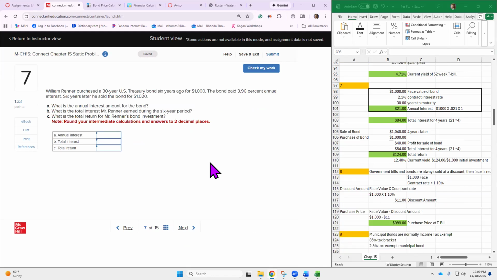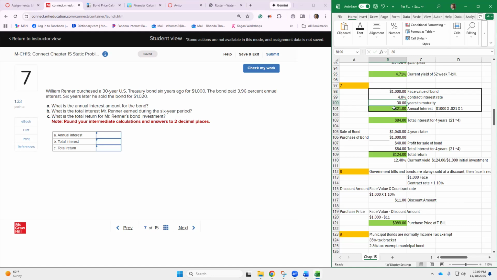Okay. More bonds. William purchased a 30-year US Treasury bond 6 years ago for $1,000. Okay, I'm going to start putting down what's on the bond. The bond pays a 3.96% coupon rate. And later he sold it for $1,020. All right. So here's the bond he bought. The bond pays 3.96% interest. It's a 30-year maturity.